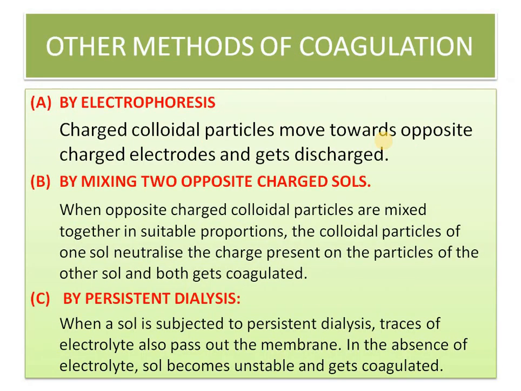Now, other methods are like electrophoresis, which we have studied earlier, by mixing the opposite. If a positive charge sol is there and you mix it with a negative one, it will go into precipitation. Persistent dialysis: when you do dialysis, the electrolyte is removed, and once the electrolyte is removed, you are left with nothing. So that's why we can say that these methods are also used for coagulation, apart from the previous methods we have discussed.